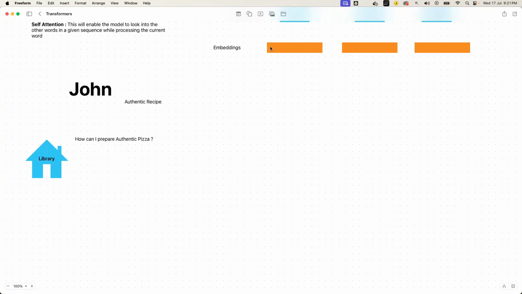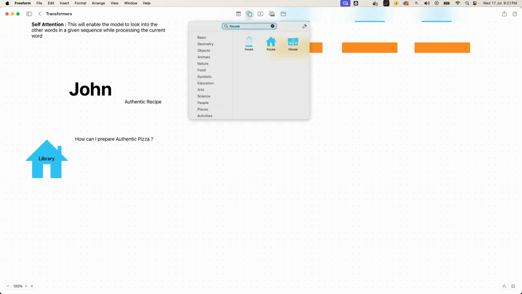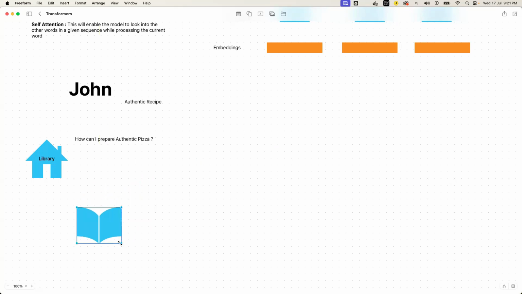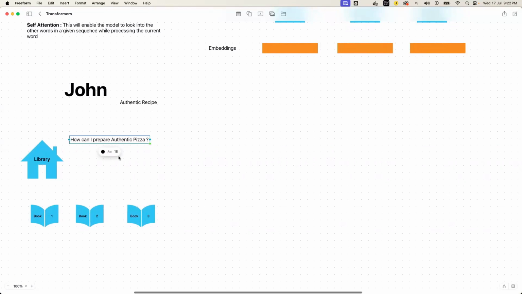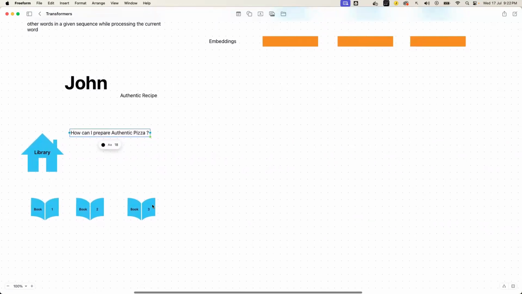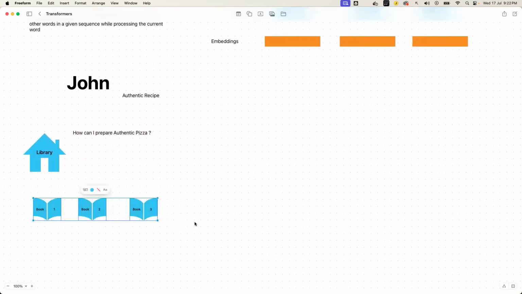Now, with that question, he finally got some books. This is book one, let's say book two and book three. When he's getting the books, he ensured that he gets only the books related to pizza. He's not interested in pasta or any other thing. He's only interested in pizza because his main intention is how can I prepare authentic pizza. So he has shortlisted three books.